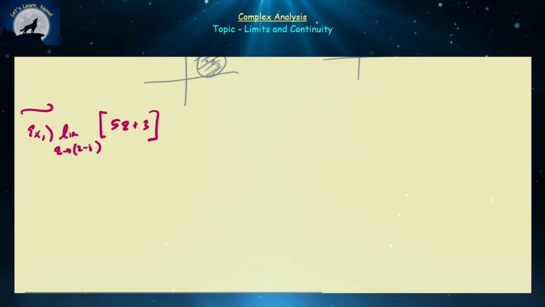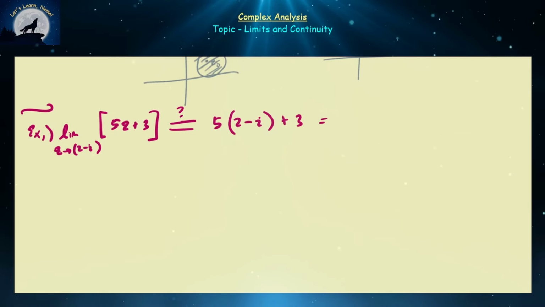That is, if you plug in 2 minus i into this expression, so I'll just throw a question mark here, is this going to be equal to 5 times 2 minus i plus 3, which will be equal to 10 plus 3, which is 13, minus 5i? So does this still hold? So this is going to be our conjecture value, and let's see if we can go ahead and prove it with the delta epsilon definition.